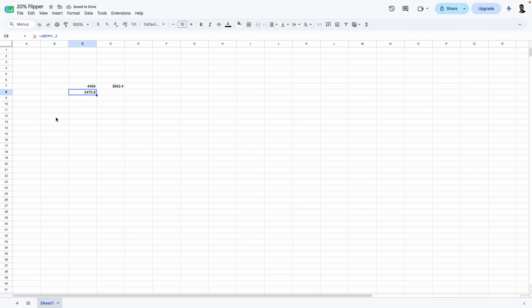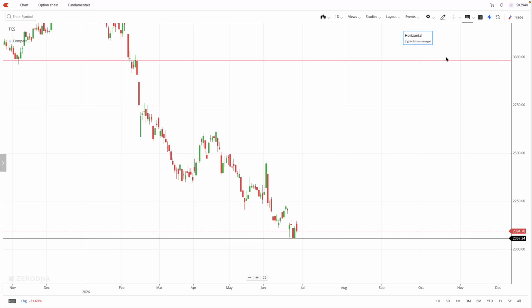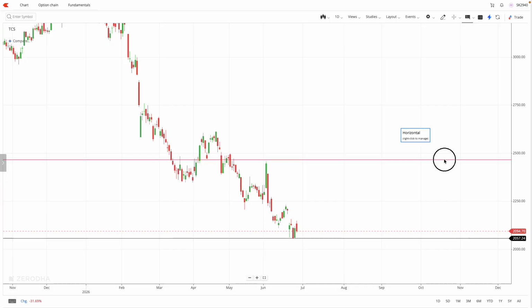So I need the stock to close above 2470, somewhere here. Yeah, that's about it. This is how the manual execution would look like, but I cannot do it manually because I have 500 stocks to follow, and it's insane to look at 500 stocks every day and check if they have crossed 20% on either side.